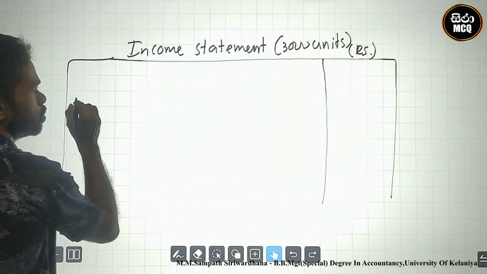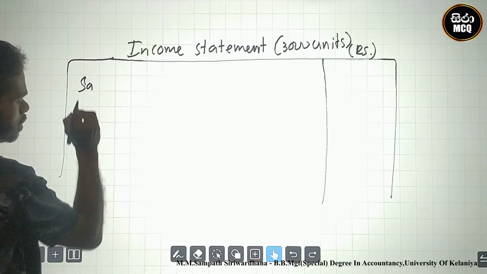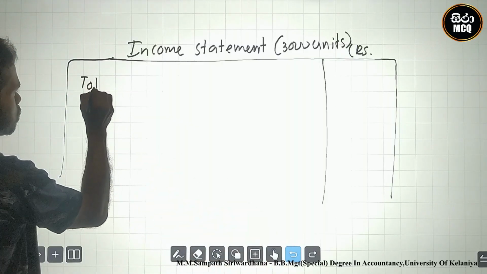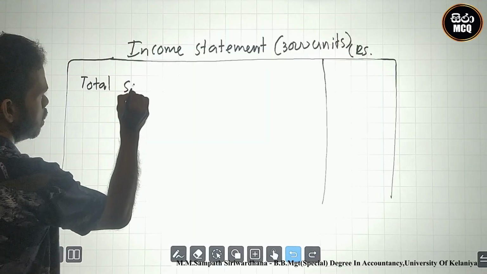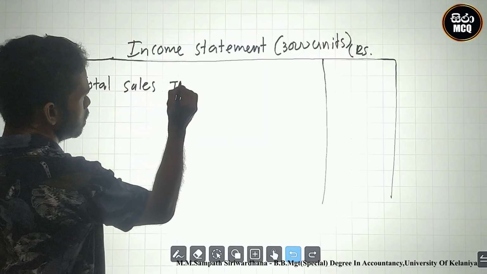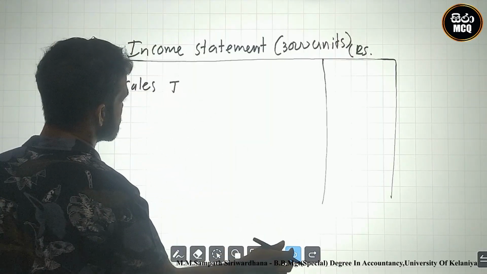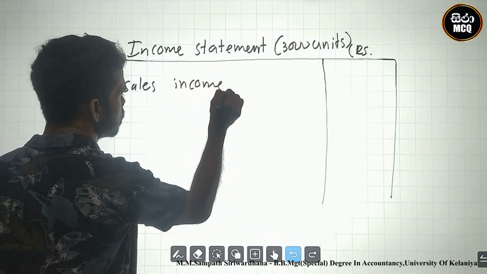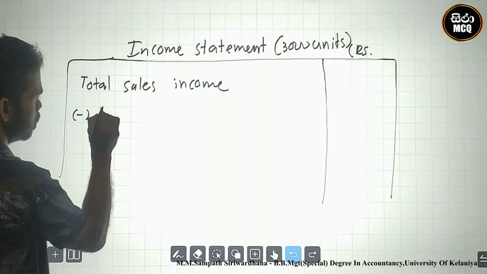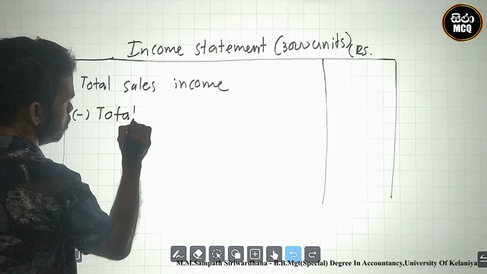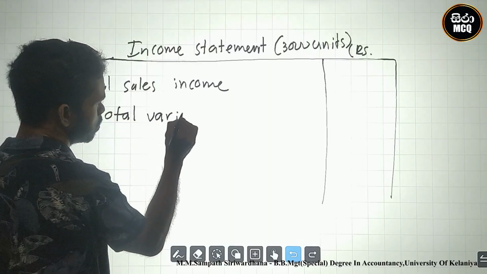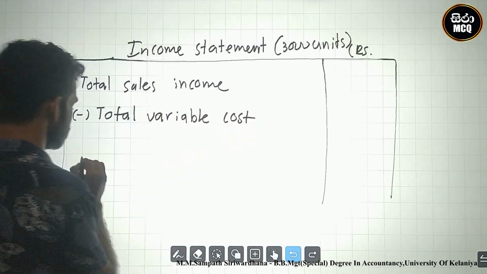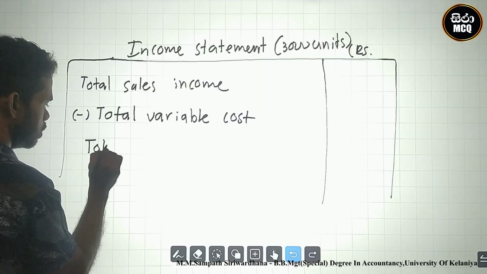What is the structure of this? This is the sales. This is the total sales income, minus total variable cost. The answer is total contribution.